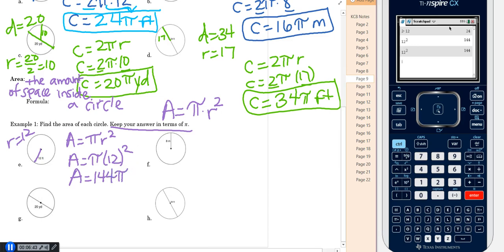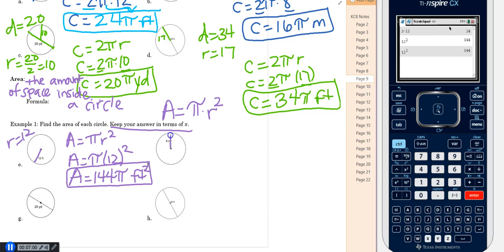Now, one thing to remember is that units for area are squared. So I'm going to have feet squared here. Different than circumference. Circumference is just the distance around. Area, you need to square those units.